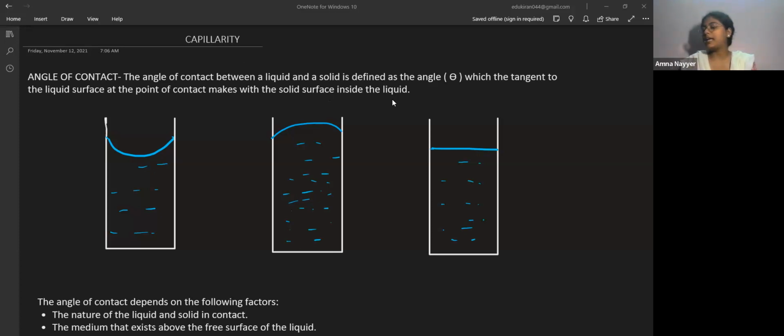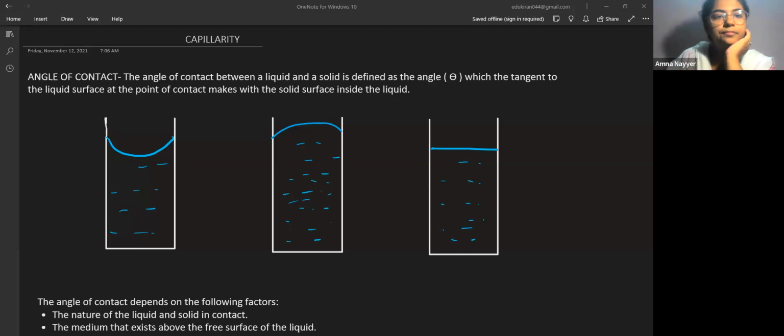Let's start with capillarity. This is the last topic of your hydrostatics. Now, angle of contact I have to discuss. See, if you take a liquid column, there will be the uppermost portion of the fluid. Now this fluid is making some angle with the wall of the container. That angle is known as angle of contact.